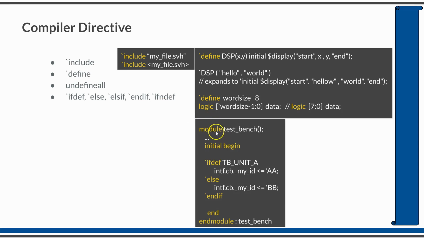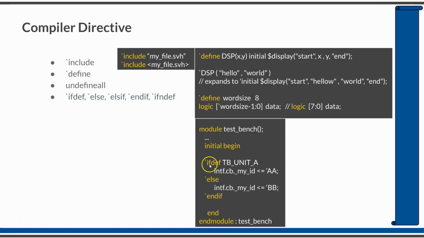So assume that you have a common file which is used across, say, two different units, TB unit A and TB unit B, and all your file parts are exactly the same, but only a single line is changing across unit A and unit B. So in unit A, you want to drive an interface signal with, say, some value AA, and in unit B, you want to drive the same signal with value B. And there will be a lot of code in this file, and you don't want to replicate this file into two different units. So in that case, you can use the `ifdef compiler directive.